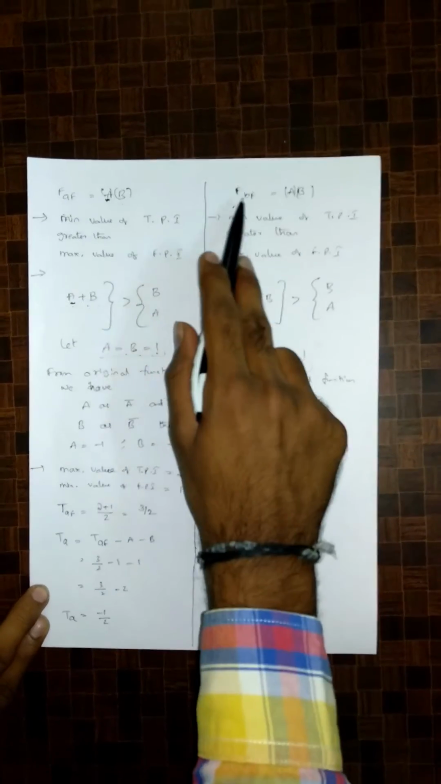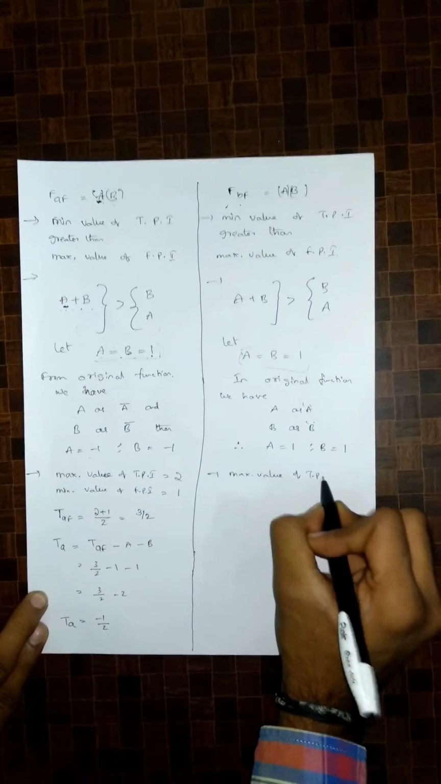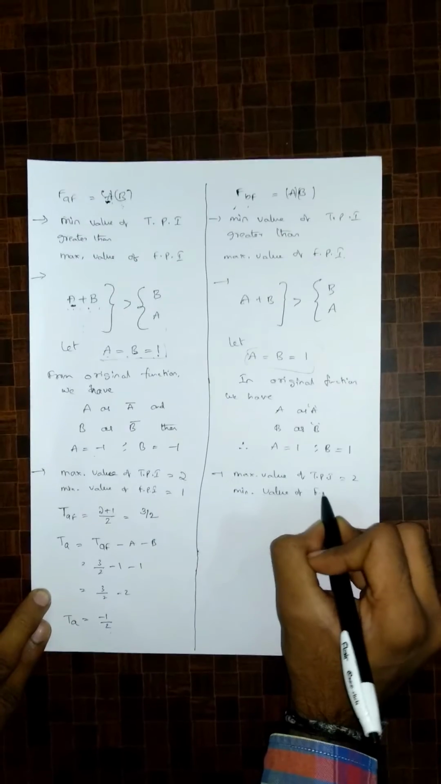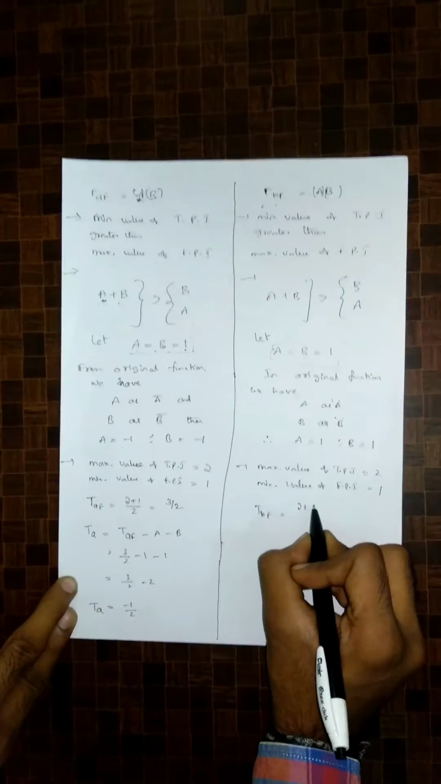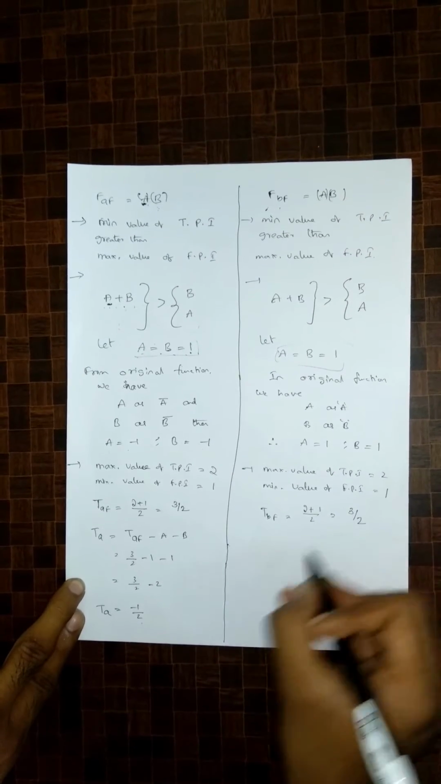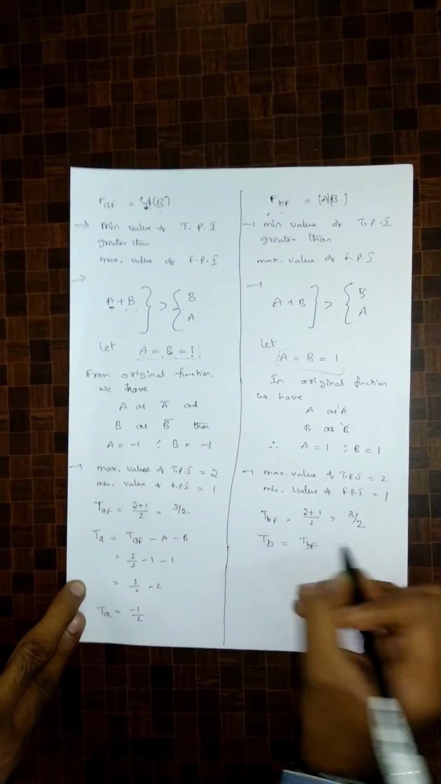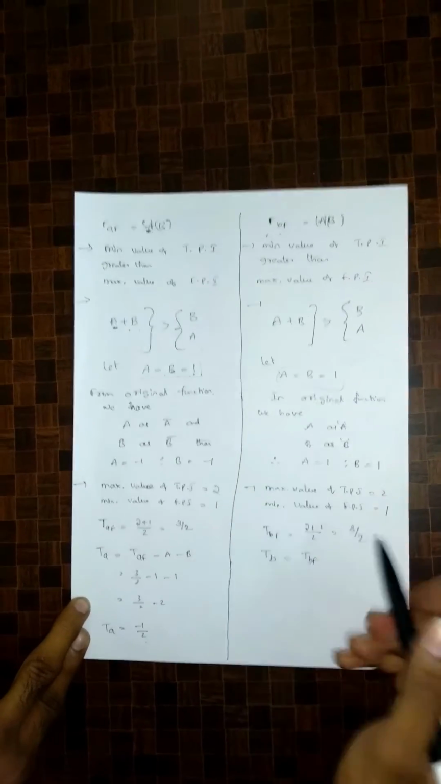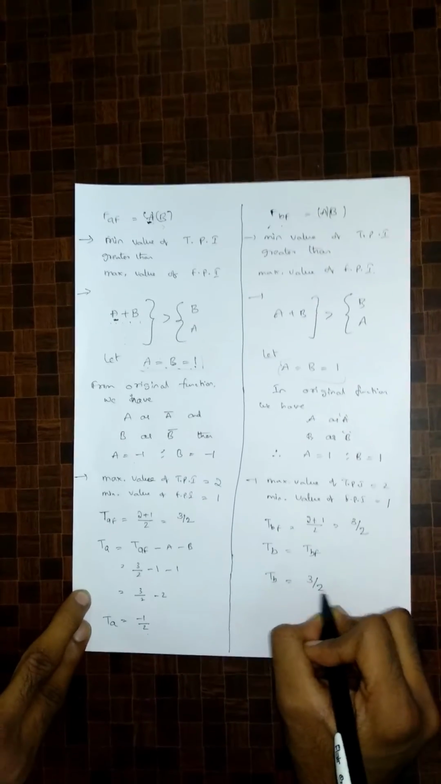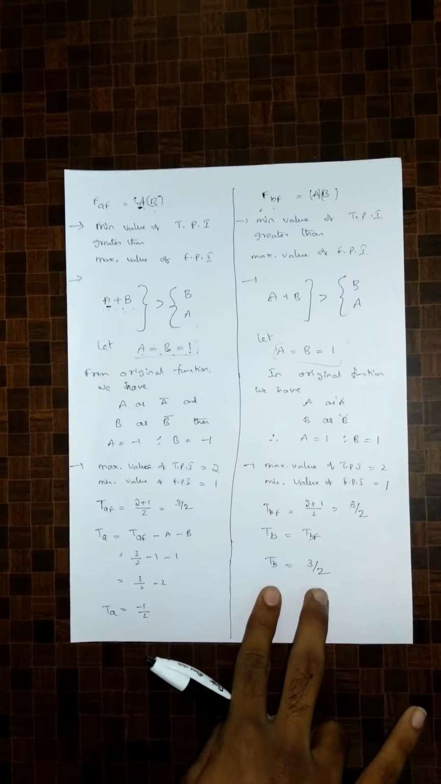And in the second case, for FBF, here the maximum value of TPI is 2 and the minimum value of FPI is equal to 1, so (2 plus 1) by 2, which will be equal to 3 by 2. Here TB is equal to TBF because the values of A and B are unchanged. So TB is equal to 3 by 2. So these are the respective T values, that is, threshold values.